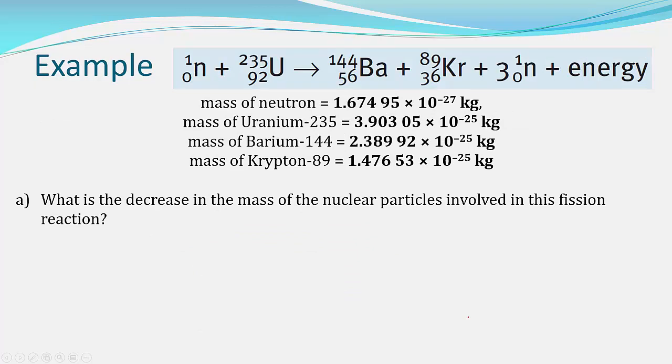Now this question is in four parts. It's a typically challenging one, so the students in the class are often stumped by the time they get to the end. So let's start it off nice and easy. We've got ourselves an equation here. We've got ourselves the masses. The whole thing's in kilograms. The first step is asking you to find out what is the decrease in mass of these particles after the fission reaction.